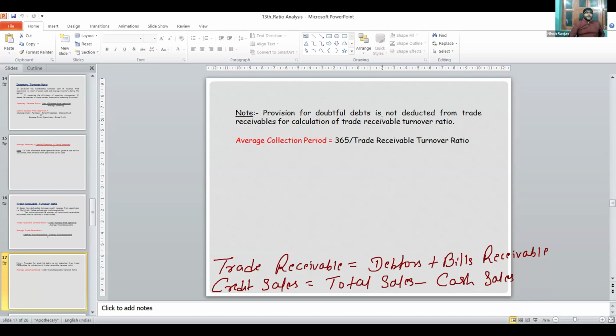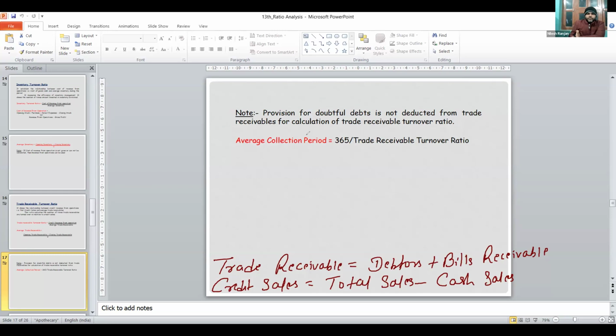Also, if it is confirmed, let's say bad debts, in that case generally we deduct them because it is 100% sure that it is bad. So in that case we have to deduct, but provision we will ignore while solving the question of trade receivable turnover ratio. So please write this note, and then I will write average collection period.